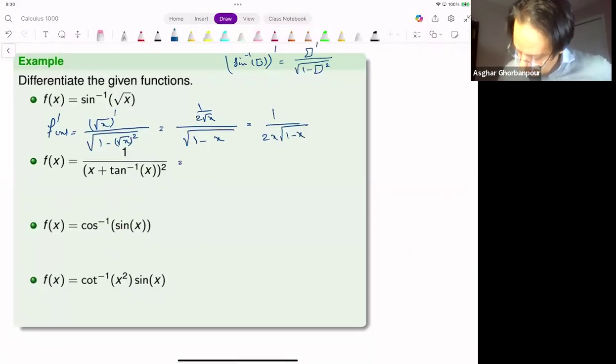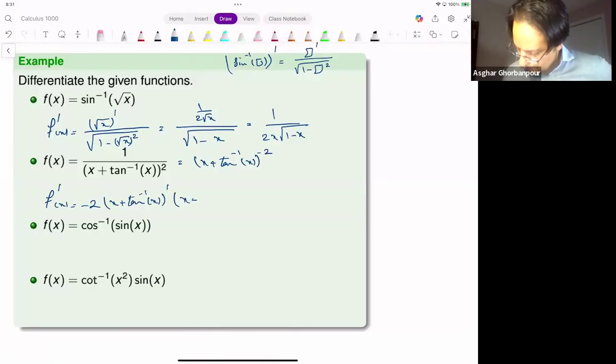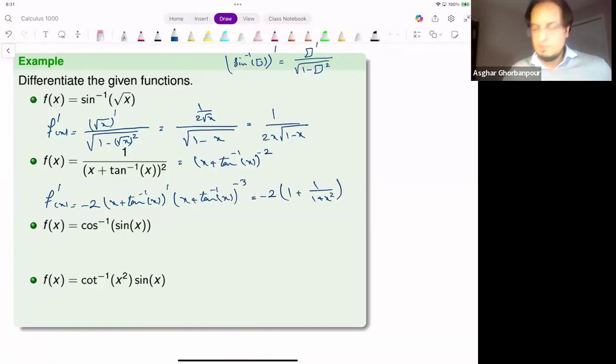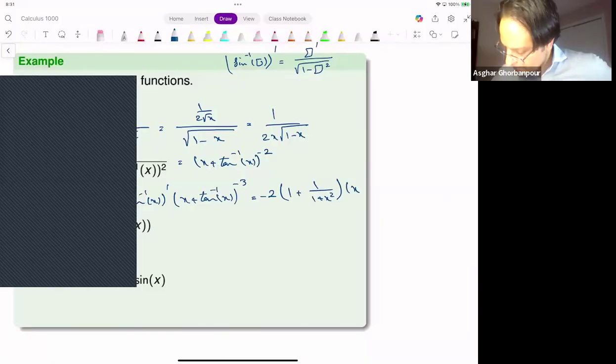So this guy is x plus tan inverse of x to the power negative 2. So the derivative is negative 2 times x plus tan inverse of x to the power negative 3, times the derivative of x plus tan inverse of x. The derivative of tan inverse is 1 over 1 plus x squared, so we get 1 plus 1 over 1 plus x squared, and then x plus tan inverse of x to the power negative 3.